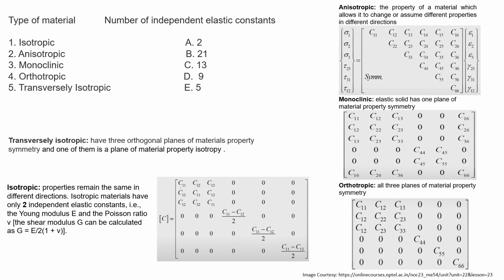Isotropic materials have only two independent elastic constants, that is the Young's modulus E and the Poisson ratio mu. The shear modulus G can be calculated as G equal to E by 2 times (1 plus mu).